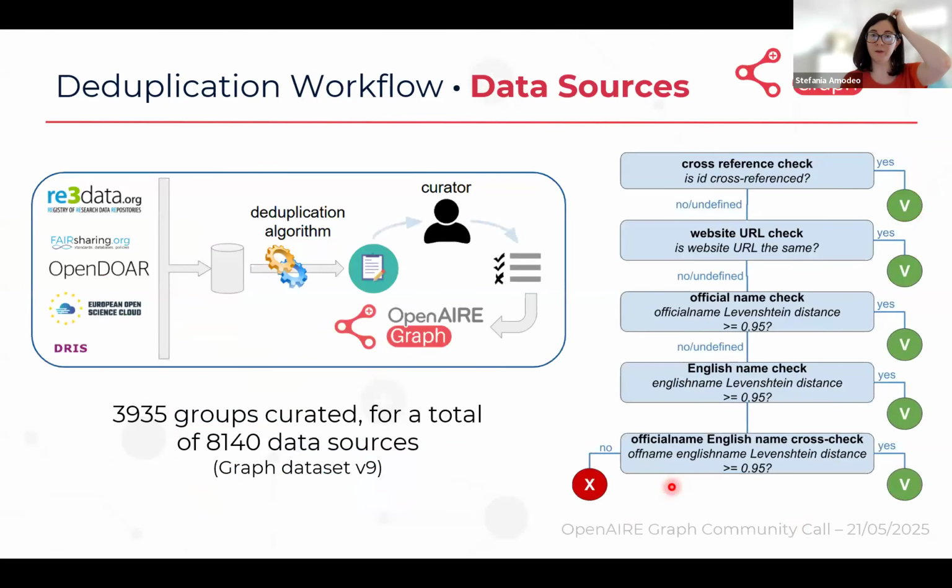Moving on to the data sources. I've shown you before an example with Zenodo. This is how we can identify duplicates in data sources. So the principle is the same as before, at least the starting point is the same, but the decision tree is in this case a bit different. It still goes through identifiers, URL, the official name, and then there is an extra check on the name of the data sources.